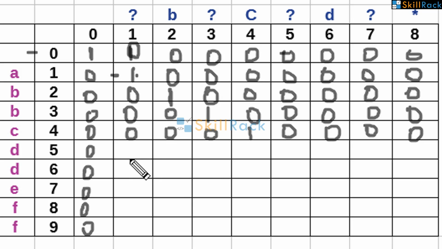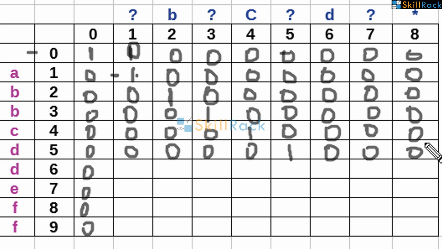So 0. Now we come to D. So D and question mark can match but the previous match is 0. So 0. B and D not matching. Question mark and D it can match but the previous match is 0. So 0. C and D not matching. Question mark and D it can match and the previous match is also 1. So here we have a 1 here. D and D, yes it can match but the previous match is 0. So 0. Question mark and D, it matches but the previous match is 0. So 0.